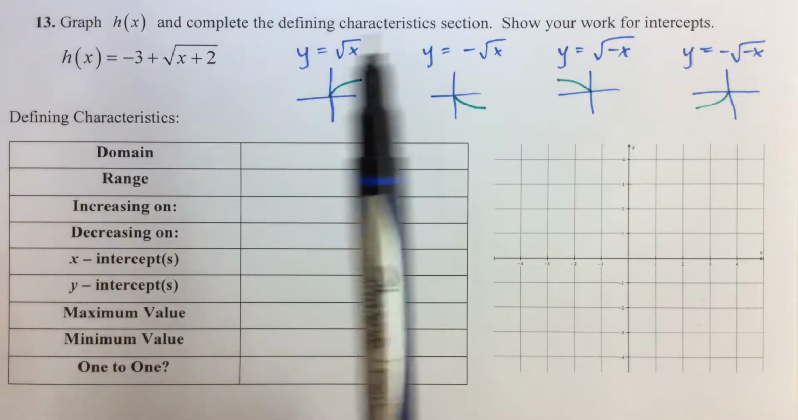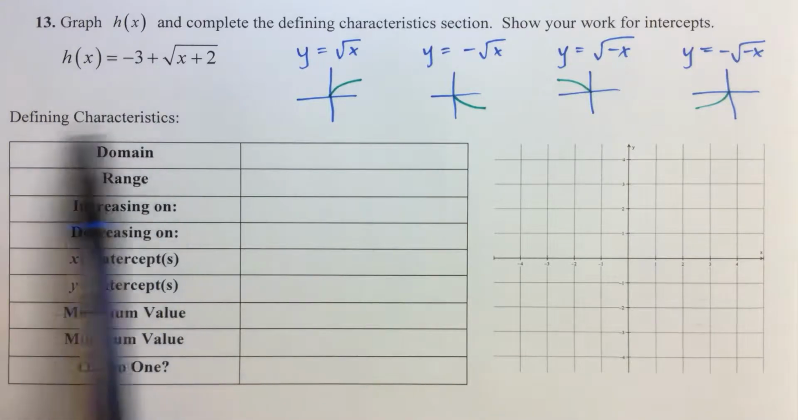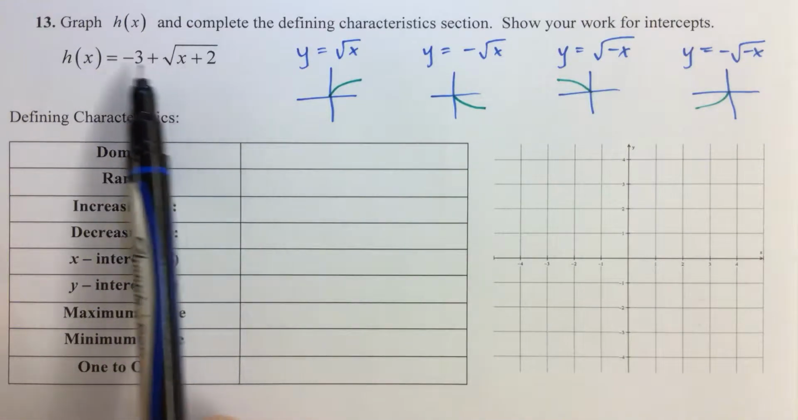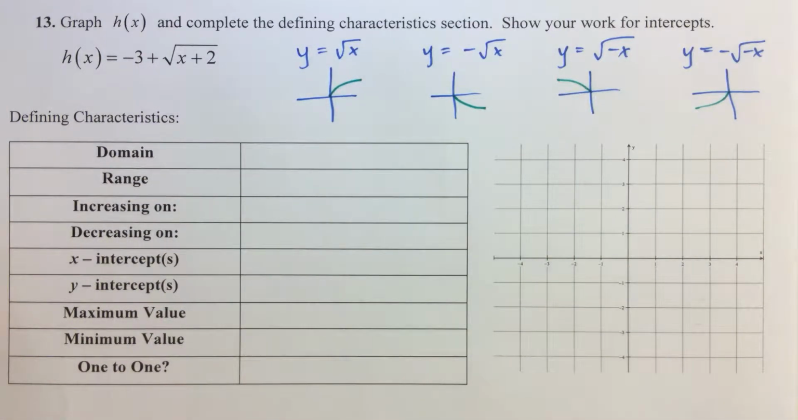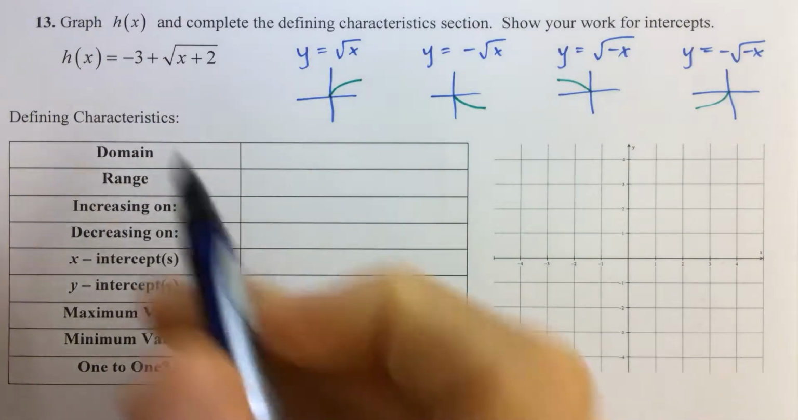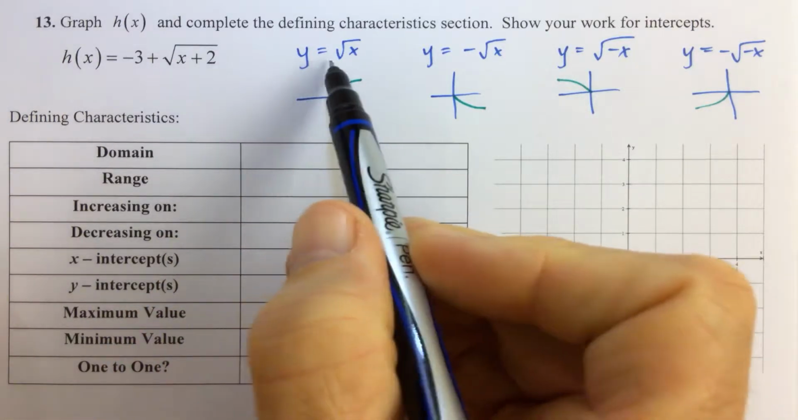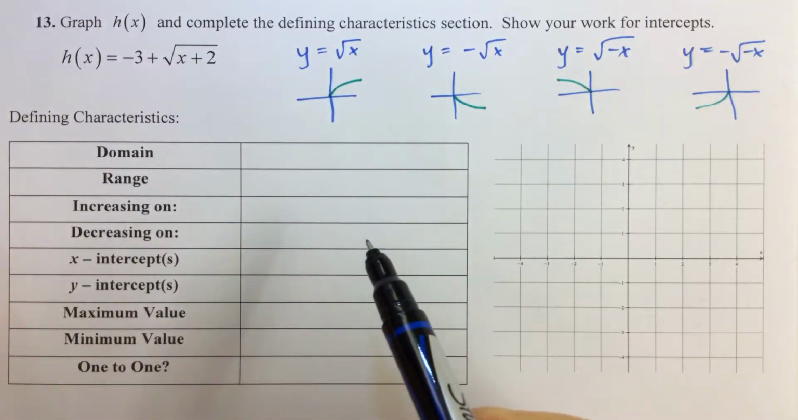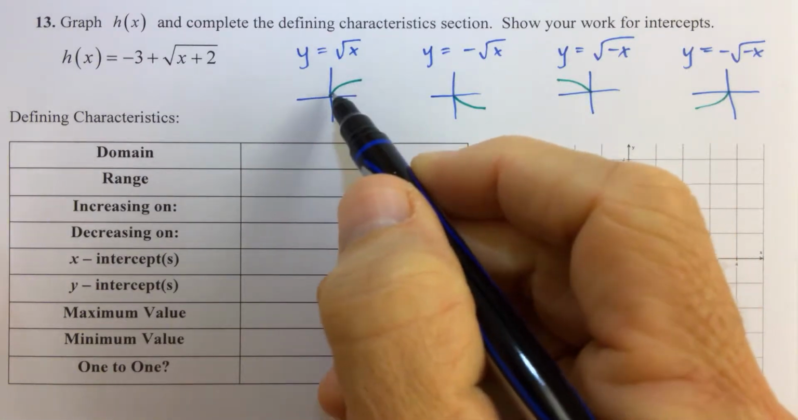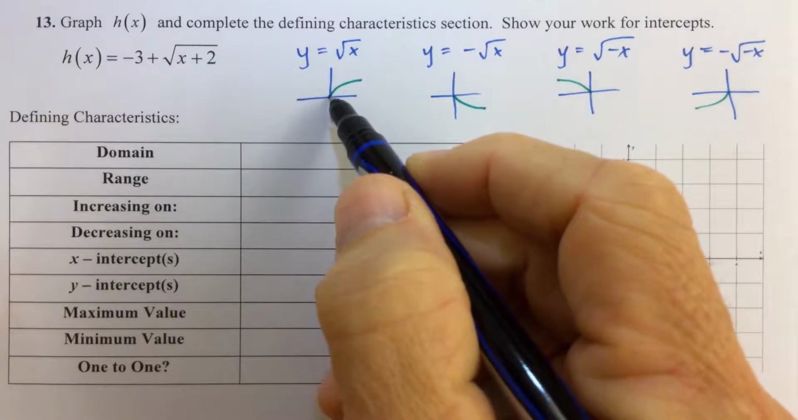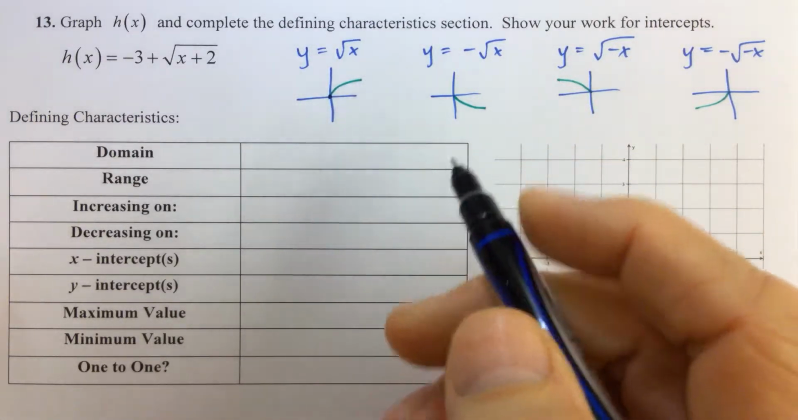For problem number 13, we have to graph and then define some characteristics about the function -3 plus the square root of x plus 2. We should notice that this function is just a transformation of our parent function y equals the square root of x, which we should know has a starting point at 0, 0, and the graph moves up and over like that.